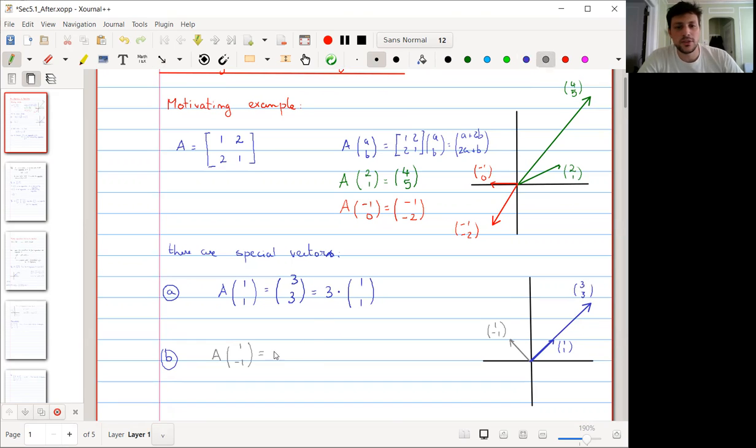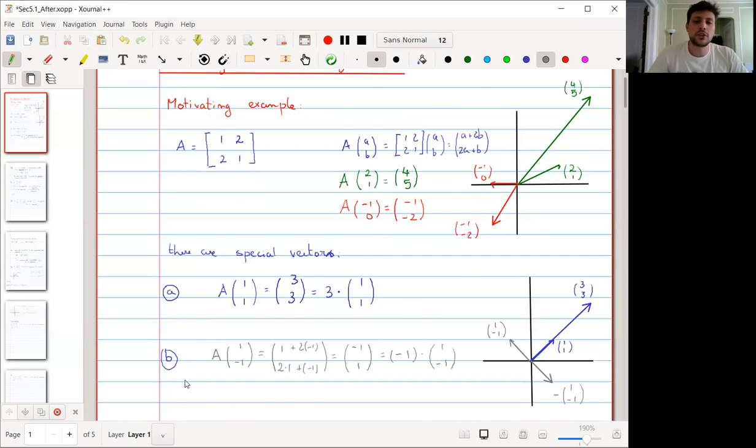Similarly, when I plug in this other vector here, (1, -1), I get 1 plus 2 times -1, and then I have 2 times 1 plus -1. The result of this is (-1, 1), which is -1 times (1, -1), the vector I started from. In other words, this vector is negated. So it's actually multiplied by -1 by our matrix.